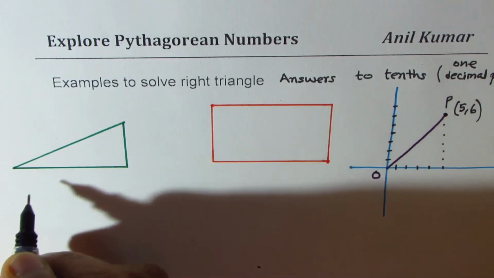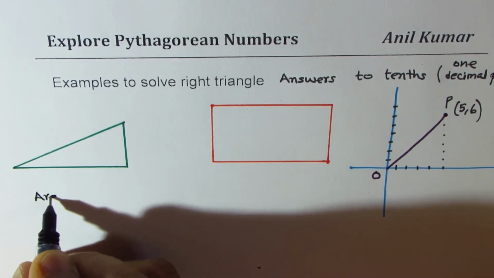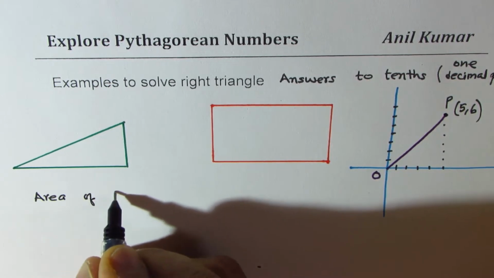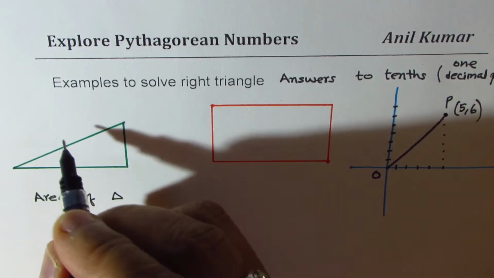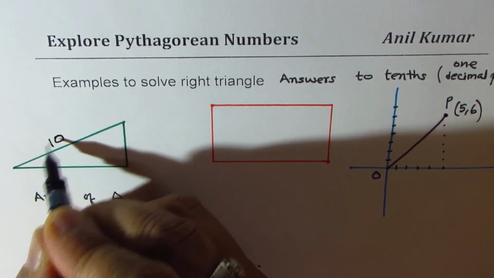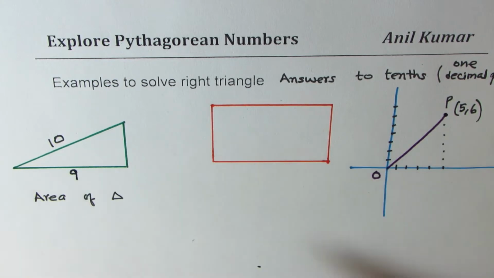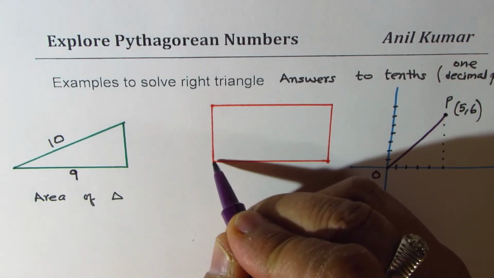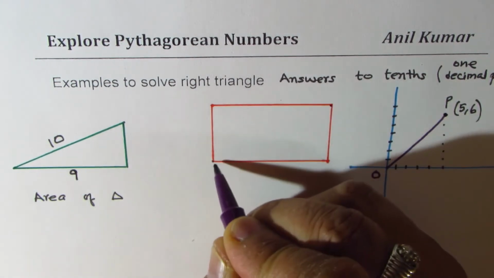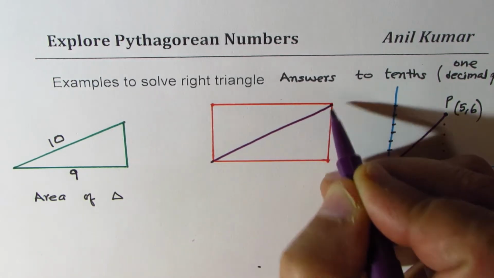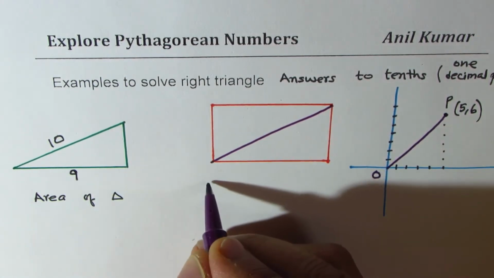We have a triangle. We need to find the area of the triangle. So let me write down the sides. I'll give the hypotenuse here as 10 and the longer side as, let's say, 9. We need to find the area of this particular triangle. Now in this case, let's say, what is the shortest length of the diagonal? So we'll find the length of the diagonal.